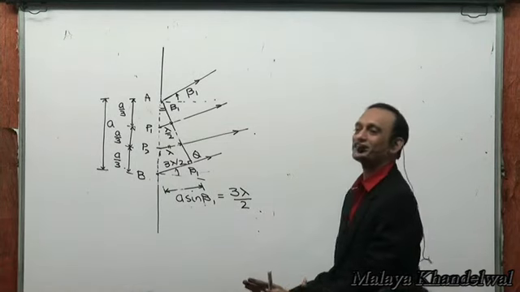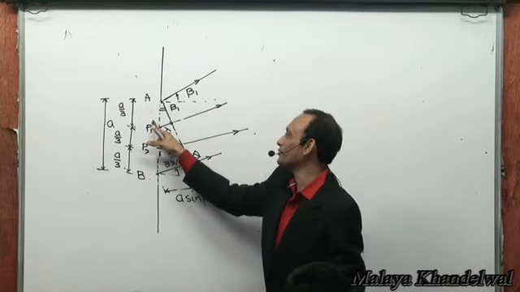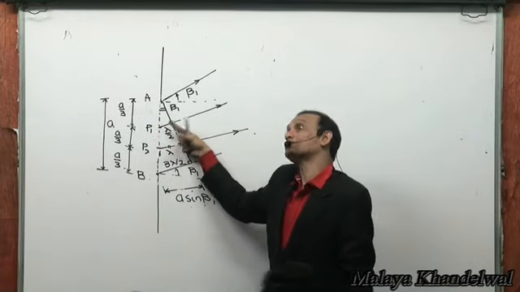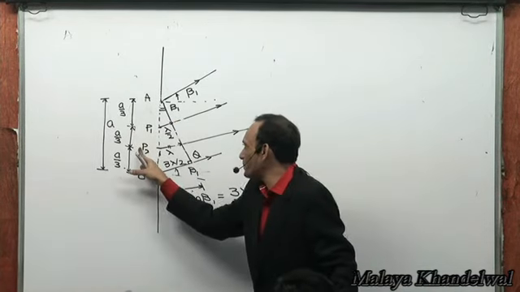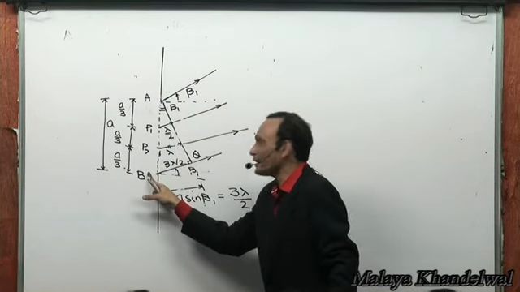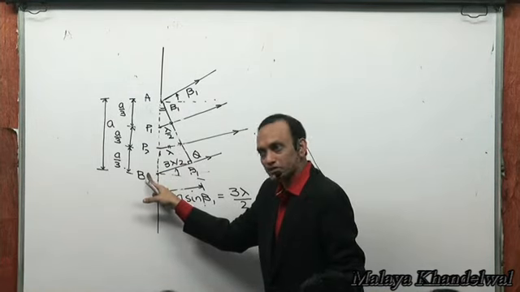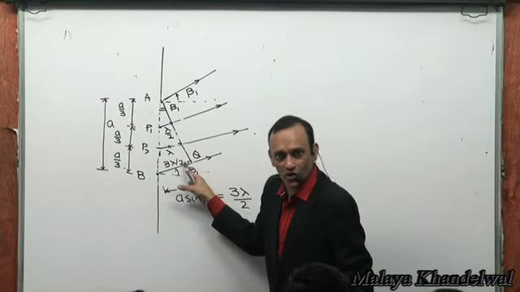Now, the rule of the game then is this. Every time you move vertically down by an amount A by 3, path difference changes by an amount lambda by 2. If you move down by an amount A by 3 vertically along the aperture, path difference changes by an amount lambda by 2. Yes or no? Right?